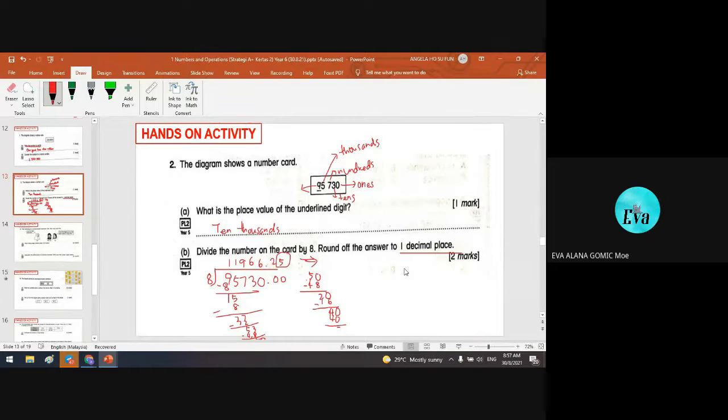1,196.625. 0.625? No, I don't divide by 10. I want this to cut off and then plus 1 here. So what is actually, you get your answer here. Read this number and write this 2 plus 1 become 3. So what is actually your number? Read out.